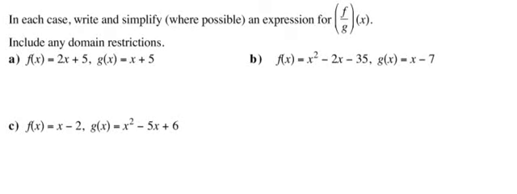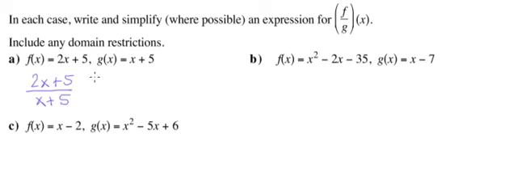Okay, so now we're combining functions again, but this time we're dividing them. So this means do function f divided by function g. In this case, function f is 2x plus 5. We're dividing it by function g, which is x plus 5. So there's your f over g of x.